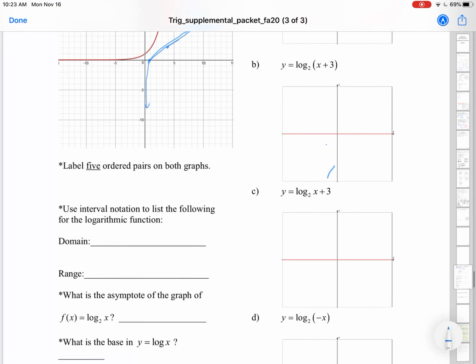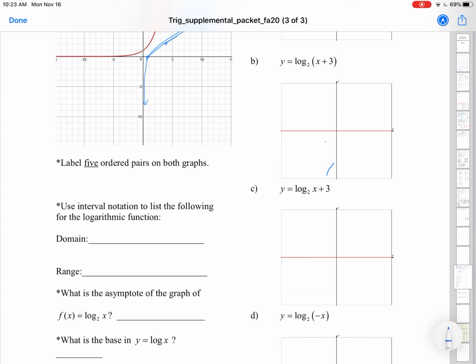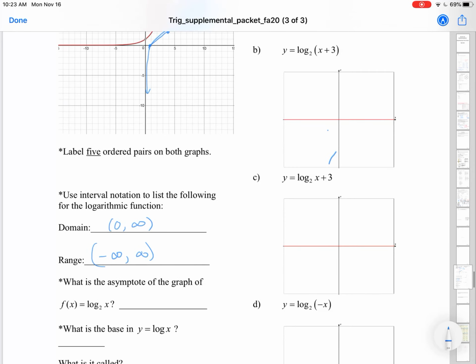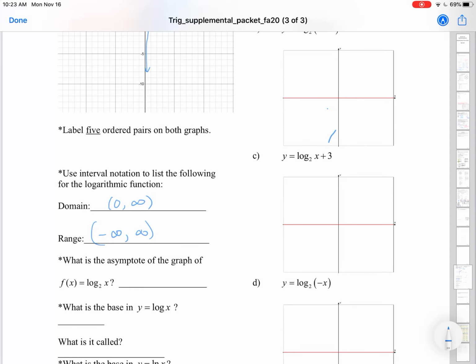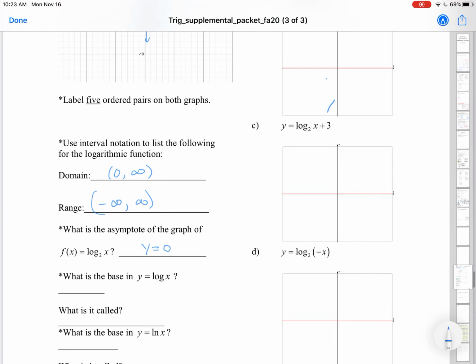So the domain of the log function is actually the range of the exponential. So the domain is from 0 to infinity. And the range is from minus infinity to infinity. You'll be able to get out any power that you want. You can raise something to any power. So what's the asymptote of this graph? The asymptote is the line y equals 0. It gets closer and closer to that, but never actually touches.